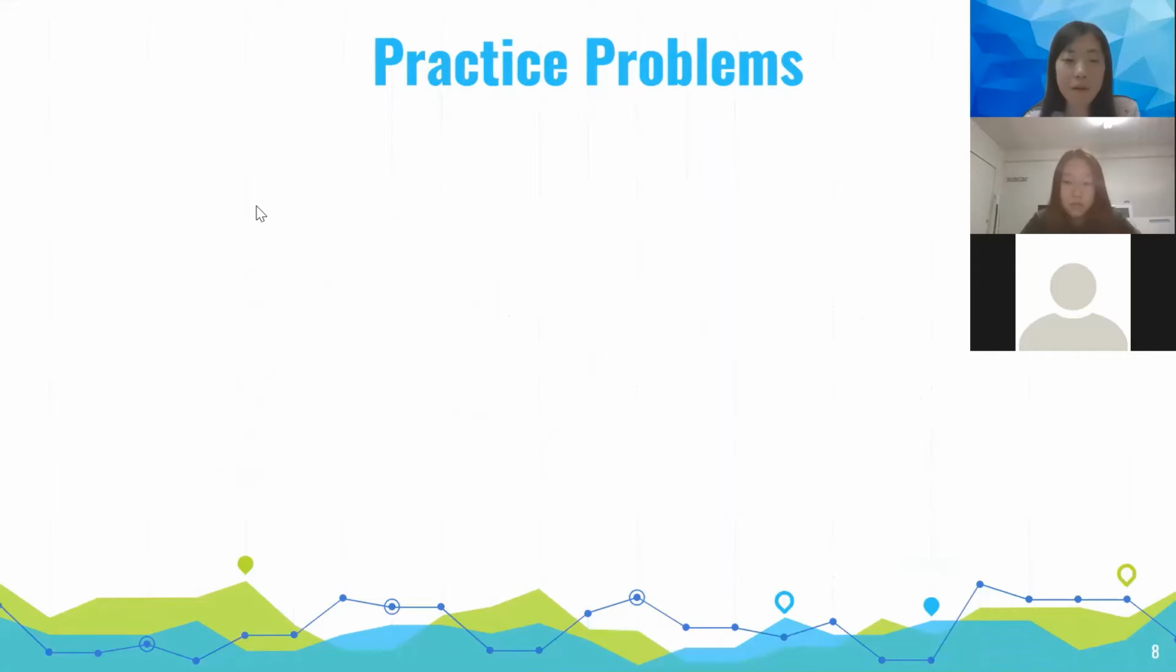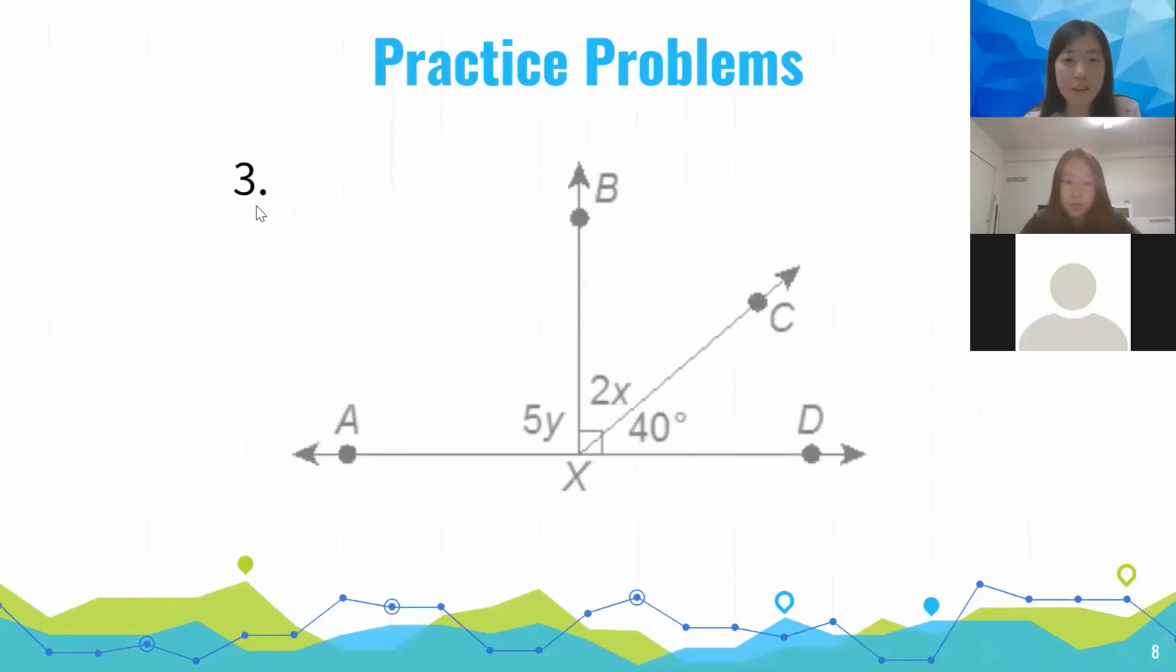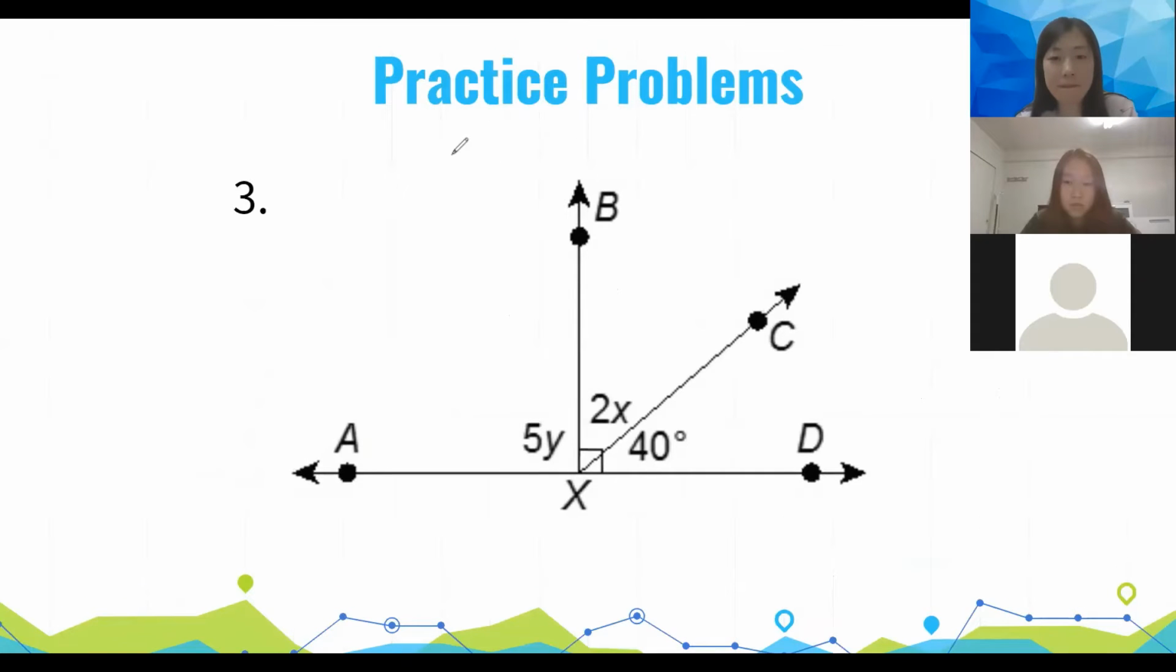And we have one more question for the angles. So, do you have any idea how to solve this one? No. Okay, so first, this time there are two variables. There's a y and there's an x.